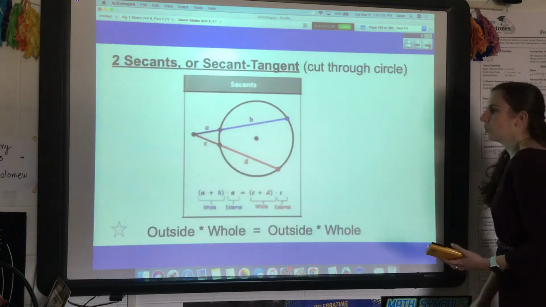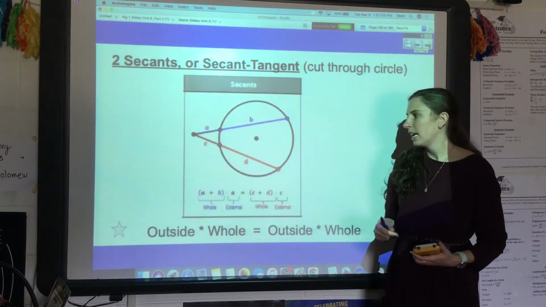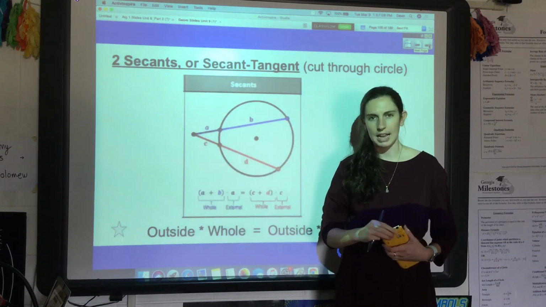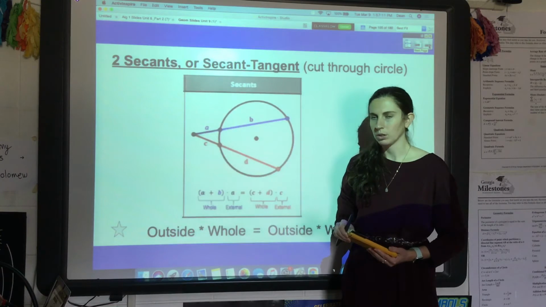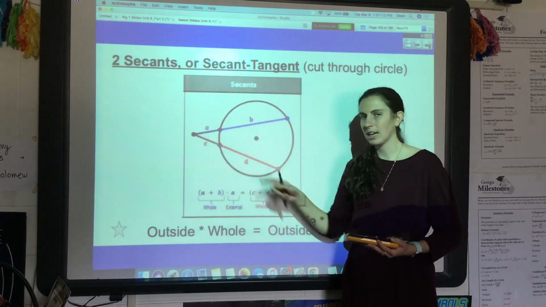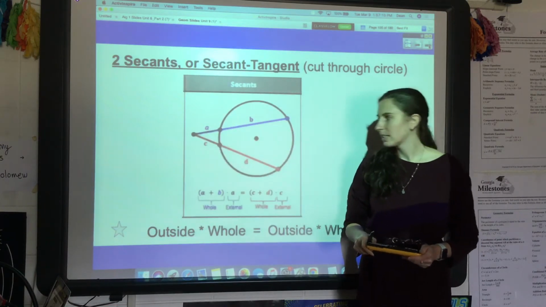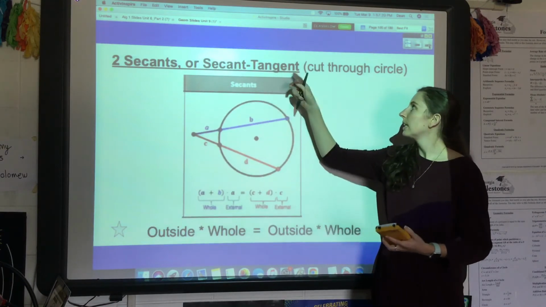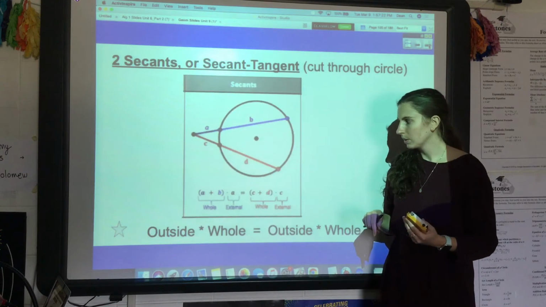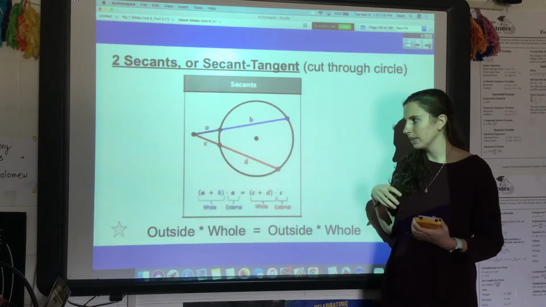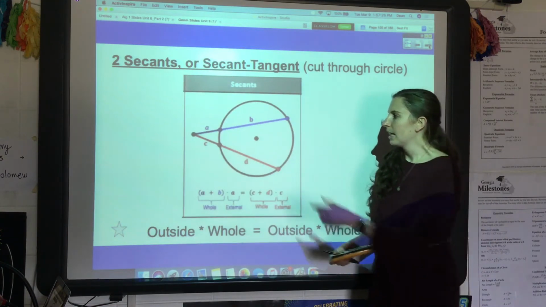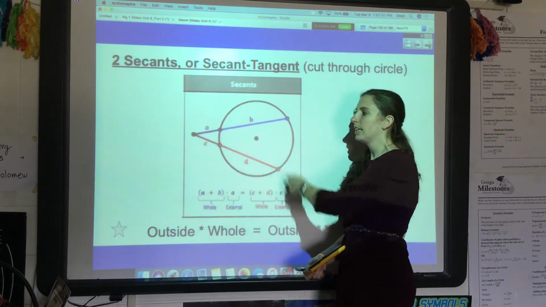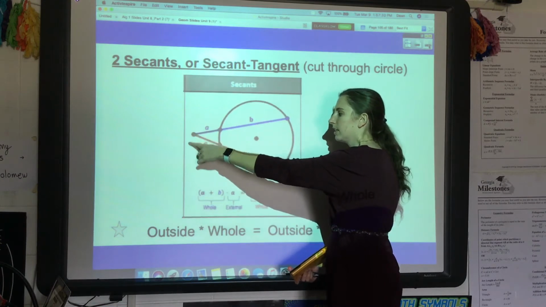All right, this changes slightly if you're talking about secant lines rather than just chords. So basically, if it goes outside the circle, it's similar, but it's slightly different. This also works with secant tangent angles. So basically, the way I remember this is the outside multiplied by the whole equals this outside times the whole.